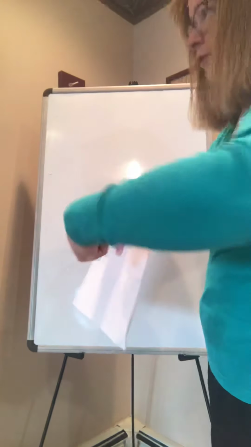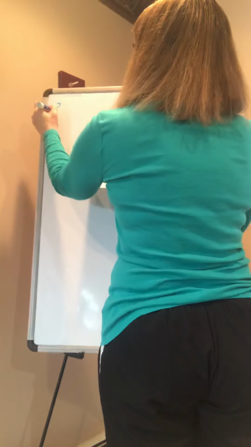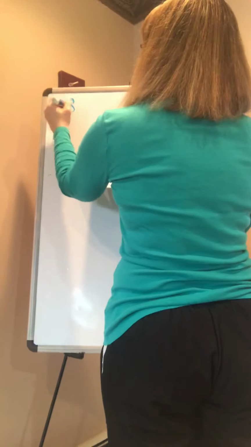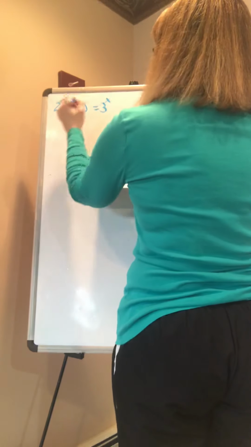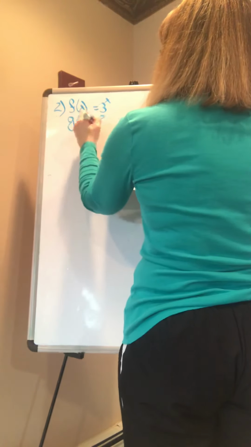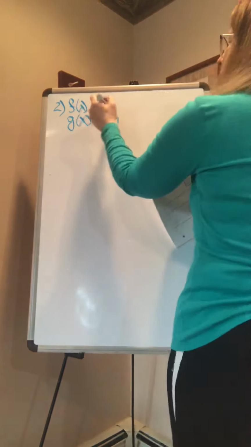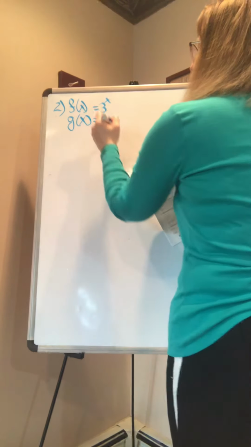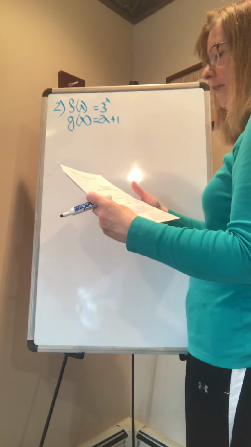All right, so starting with number 2. Number 2 says f of x is equal to 3 to the x, and g of x is equal to 2x plus 1. So this is an exponential equation, and this is a linear equation, an exponent and a line. And they want you to find f of g of 2.